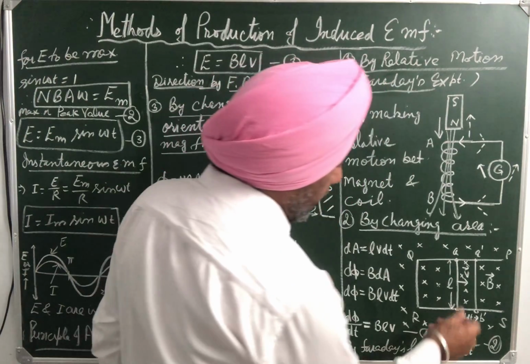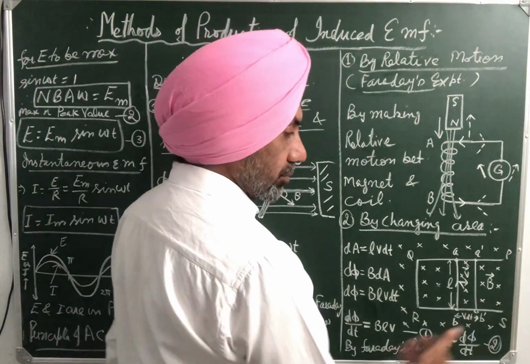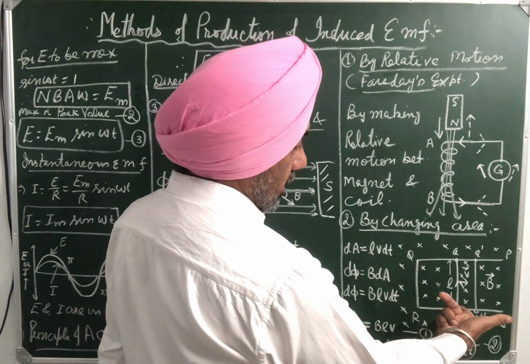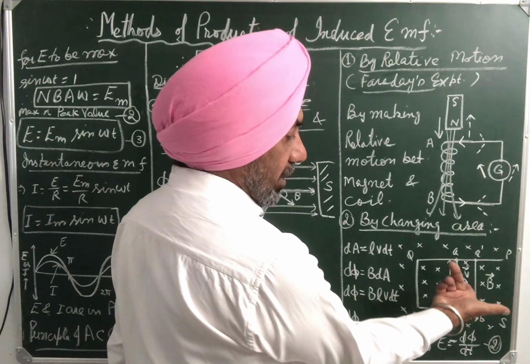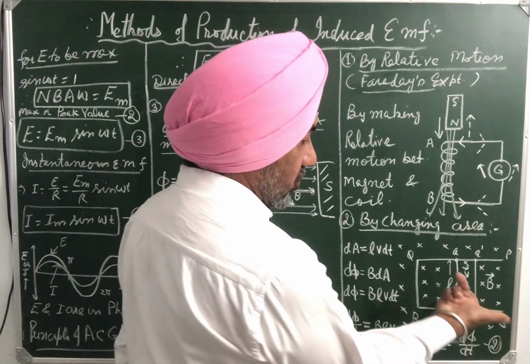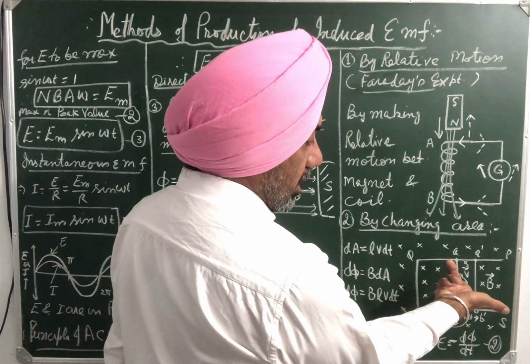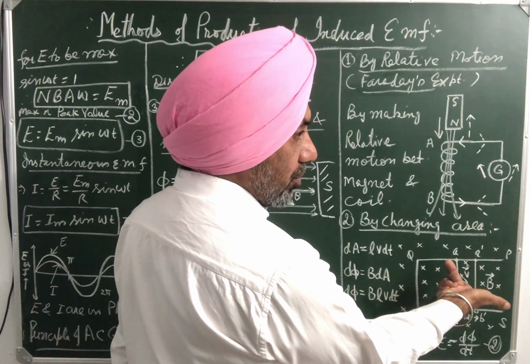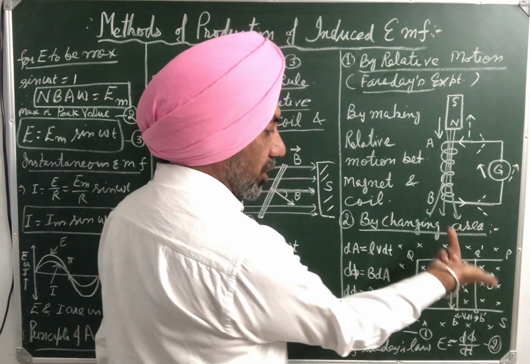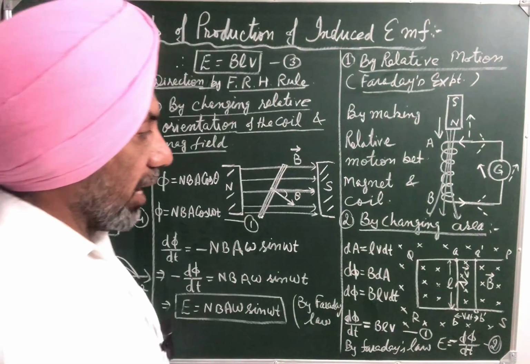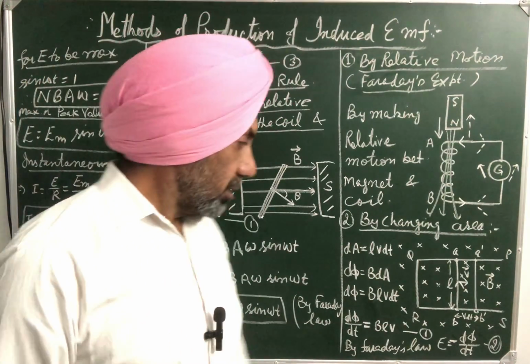So induced EMF will be from B to A in this case, when it is moving away from the arm RQ. So again, right hand thumb rule: first finger gives direction of magnetic field, directed inward. Thumb gives the motion of the conductor. Central finger gives the direction of induced EMF. So we can find the direction of induced EMF by using Fleming's right hand rule.